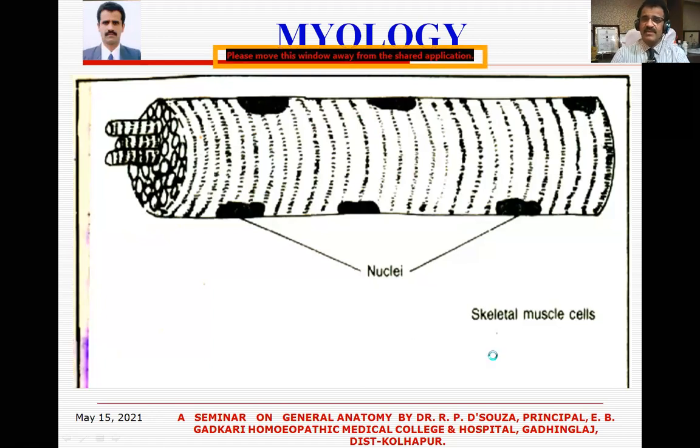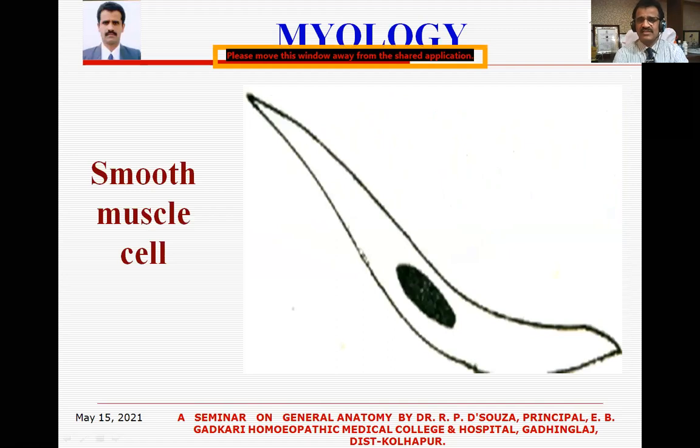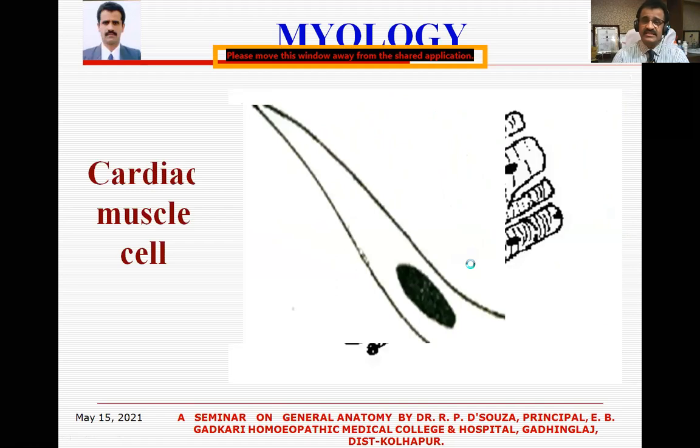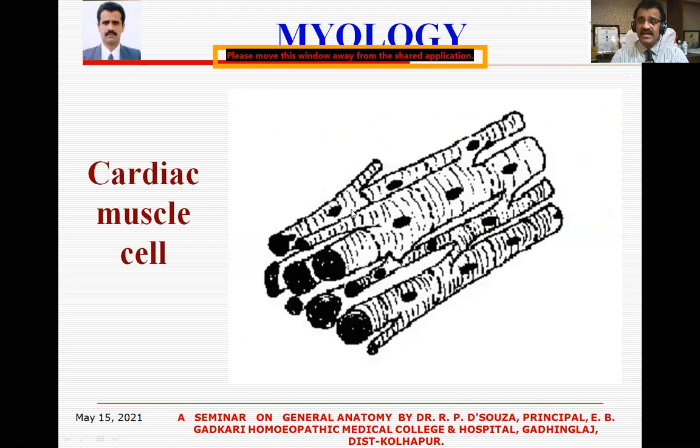For the sake of comparison, I am showing you one smooth muscle cell here. It is a spindle shape and it has a centrally placed single nucleus inside it. And cardiac muscle is in a branching pattern and anastomoses with the other myocytes in the cardiac muscle itself. They also have two to three nuclei in each myocyte, and they have a branching pattern.